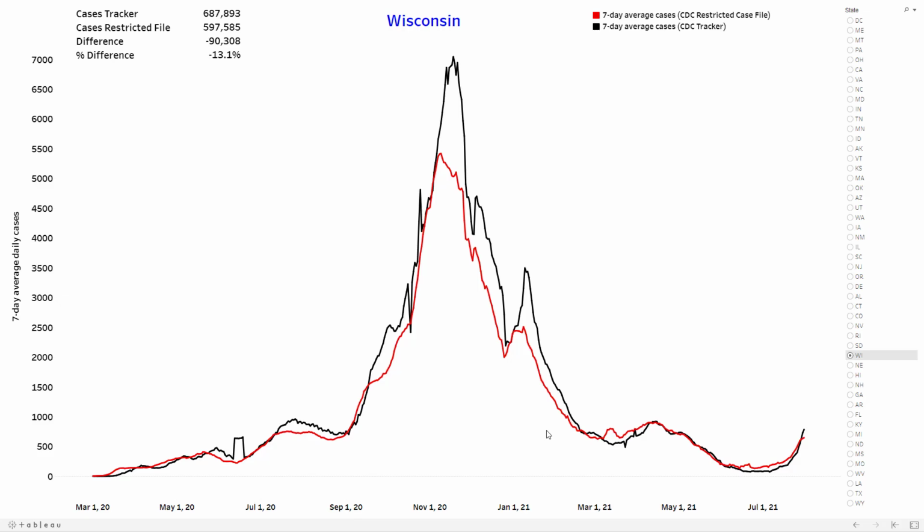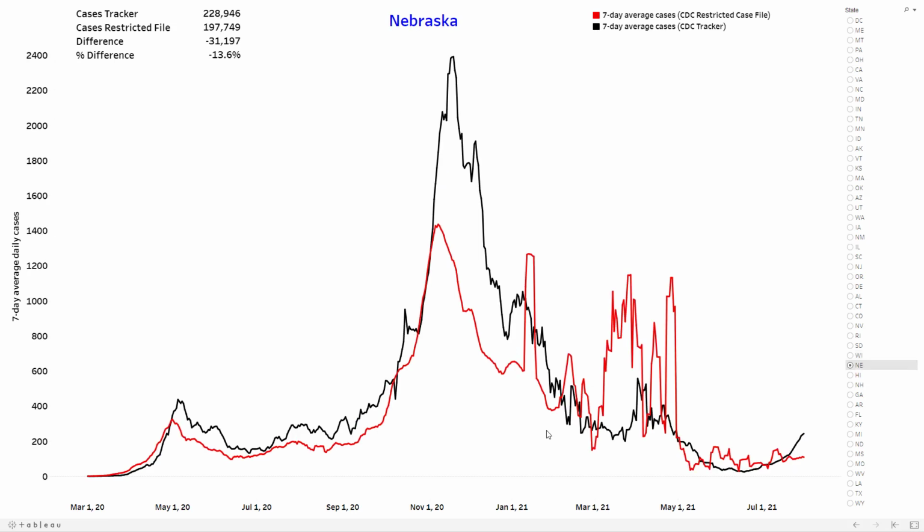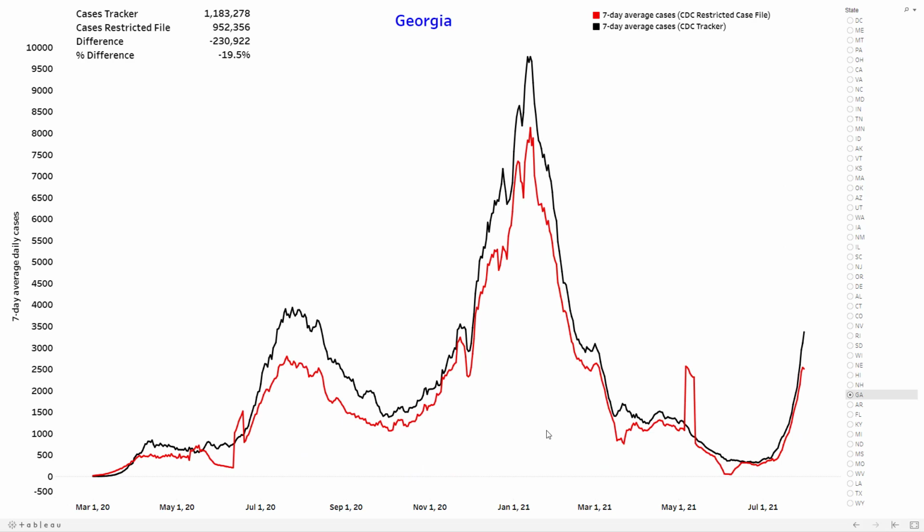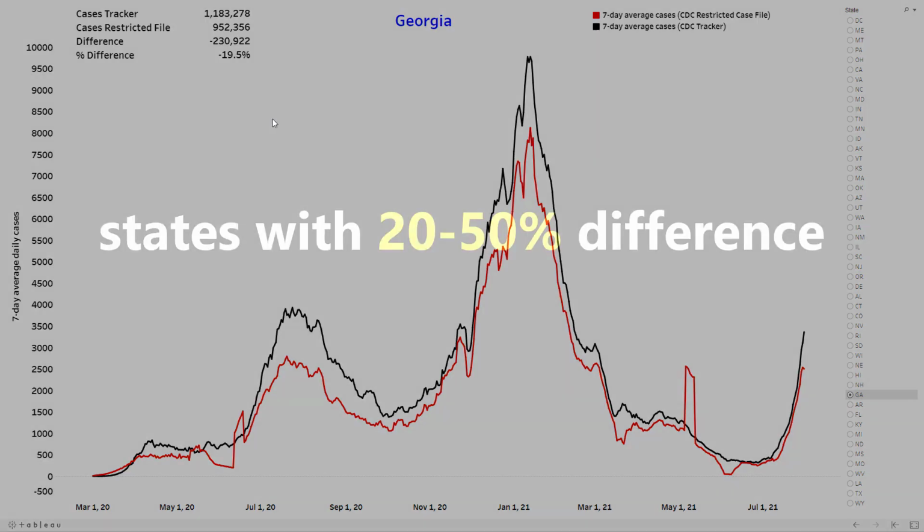Now we're starting to wonder, why does the case line file have such fewer cases than have been reported? So Wisconsin, Nebraska, Hawaii, we're starting to get into a 15% difference. New Hampshire, Georgia. And again, what I'm talking about here is you can see the CDC's tracker, what the state is reporting daily, is almost 1.2 million cases. The restricted file has less than 1 million. That's a difference of 230,000, or almost a 20% difference in the total number of cases reported in these two data sources. But the shape of the curves look pretty similar.